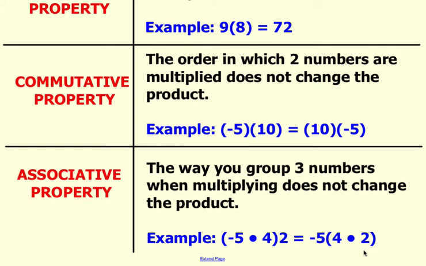On the right-hand side, you'll notice that we're using the same numbers. However, the grouping symbols, also known as your parentheses, have changed the grouping. Now they are around the 4 and the 2. So if you're using order of operations, you would solve within the parentheses first. 4 times 2 is 8. 8 then times negative 5 is negative 40. So you see that even though your grouping symbols changed, your product is still going to be the same product.